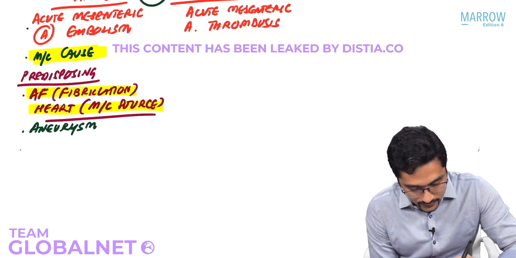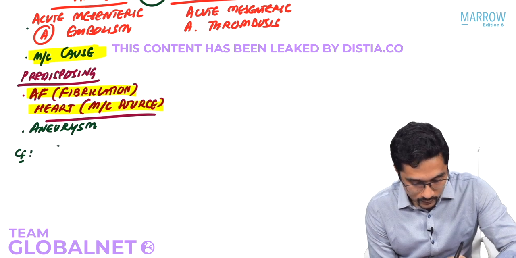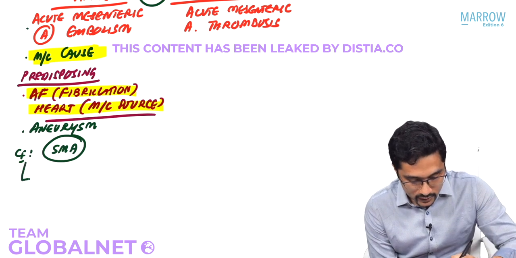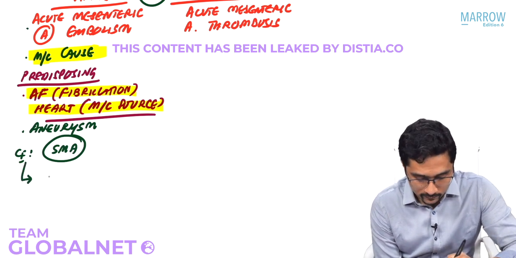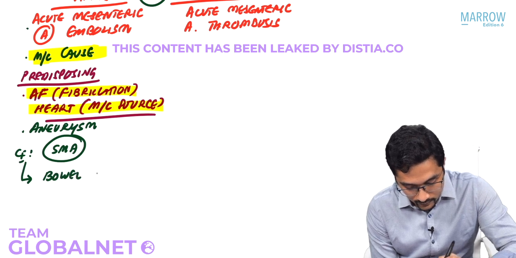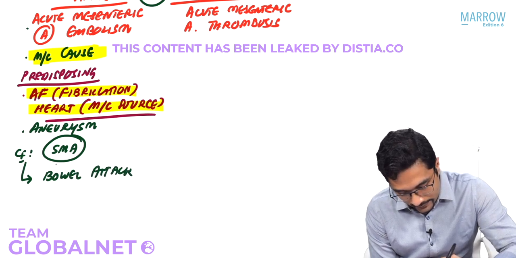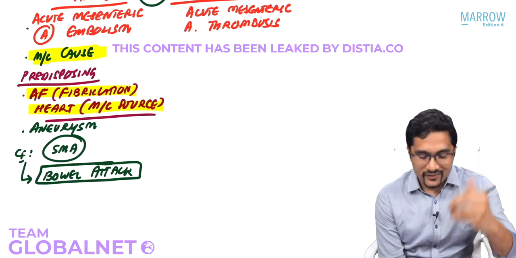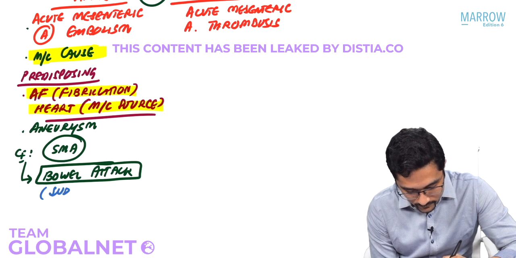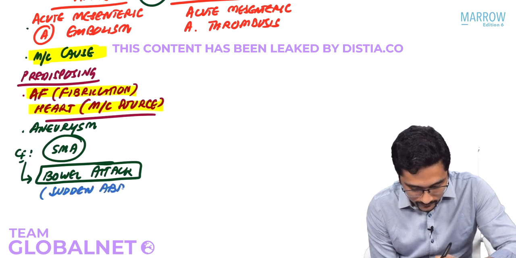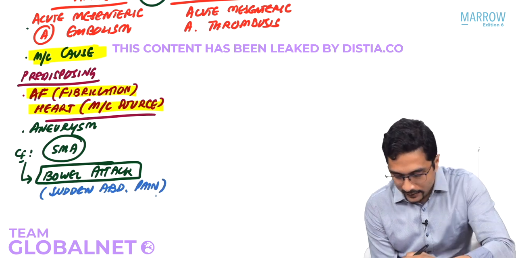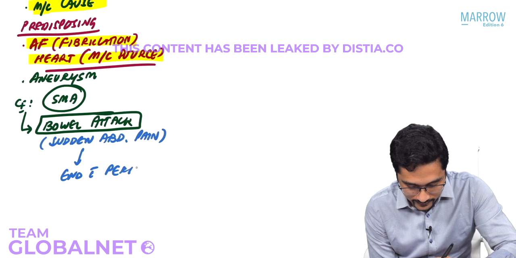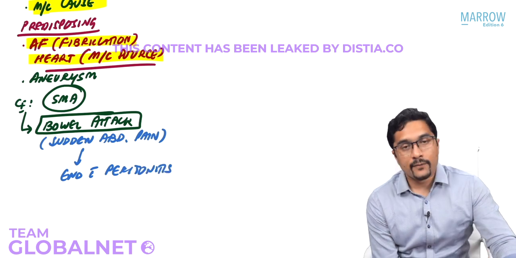Now, the clinical features. This usually involves the superior mesenteric artery, and the patient is going to come with a bowel attack. Like a heart attack, you have sudden abdominal pain which is going to occur, and ultimately this pain is going to end with peritonitis.